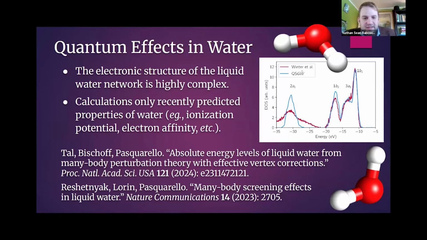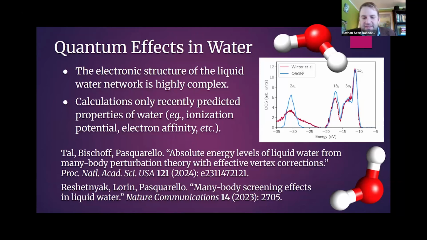Even more recently, we have been able, with computer simulations, to finally predict using very advanced, what are called many-body perturbation theory calculations, the ionization potential of water, the electron affinity of water, the band gap of water, which is important if you're a materials physicist or you're interested in things like semiconductors.